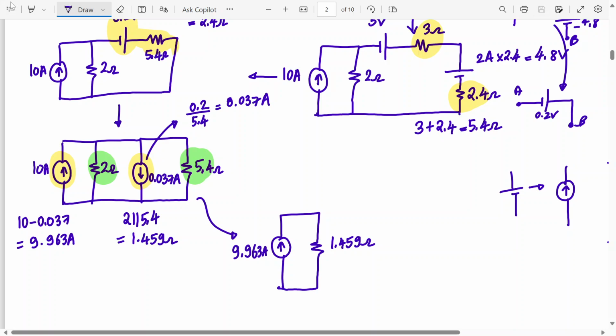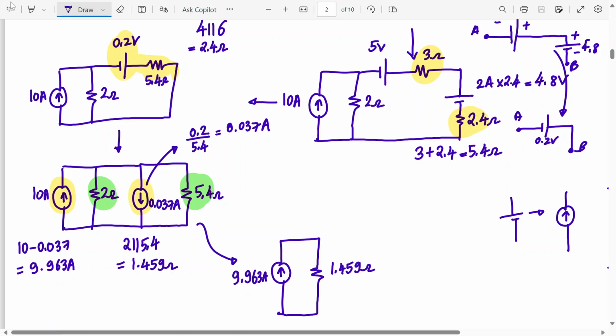Sir, in the third step, if we convert 10 ampere and 2 ohms, yes, we can do that. If you connect this together, then they will get converted into a voltage source, right? So then the voltage sources would be added together. All three would get added together. Yes, we can do that. That is what you are saying, right?